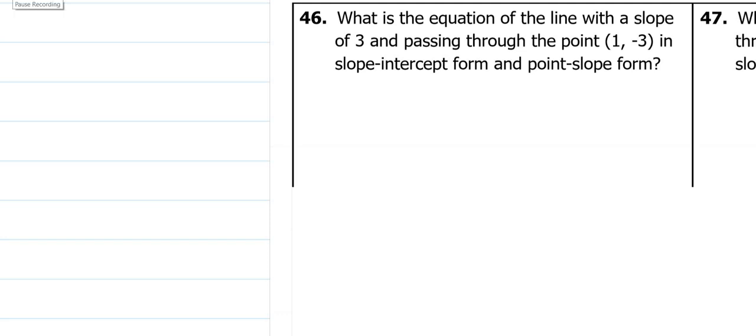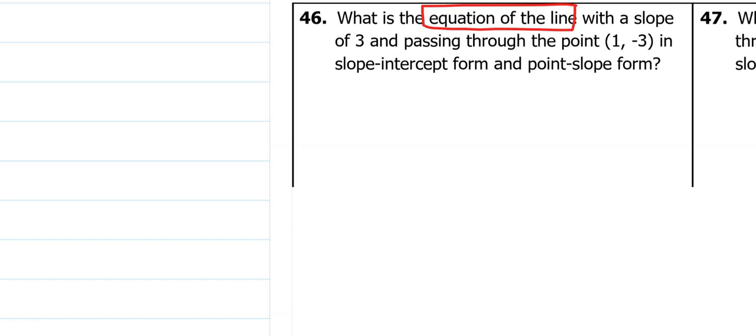Welcome back to page 7, number 46. What is the equation of the line with a slope of 3 and passing through point (1, -3) in slope-intercept form and point-slope form? Okay, what is the equation of the line?